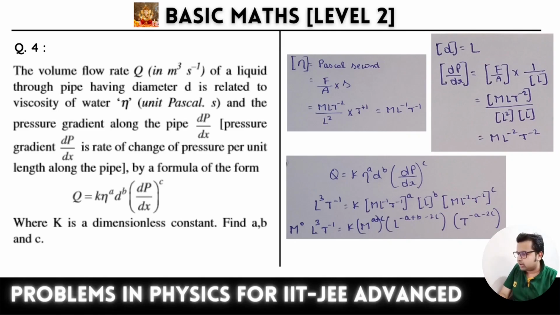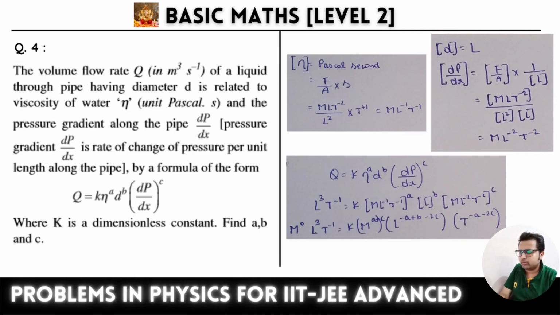Now similarly, D is the diameter. So diameter is length, L1 is the dimension, very easy. dp by dx, very interesting. So what is p? Pressure. Pressure is force upon area, into 1 by L, because it is p by x, and x is length L. So F by A into 1 by L. You know F and A, and after solving you get the dimension of dp by dx also.